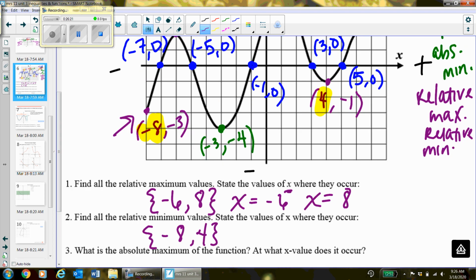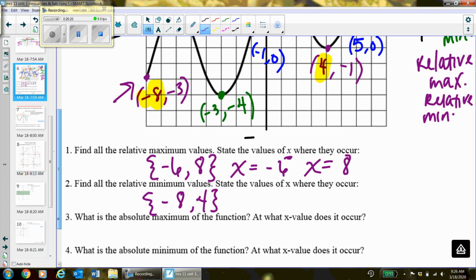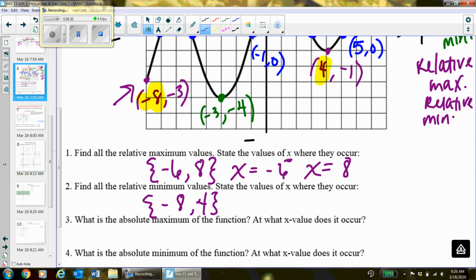Okay? So moving on, number 3, what is the absolute maximum of the function? At what x value does it occur? So this question is a little different from question 1 and 2. Question 1 and 2 said find the relative maximum or minimum values, then state the value of x. Number 3 says, what is the absolute maximum of the function? That means they want you to tell them the coordinate. Then once you tell them the coordinate, what is the x value? All right? So that one is 2 questions in one, which is perfectly fine. We can definitely handle that.